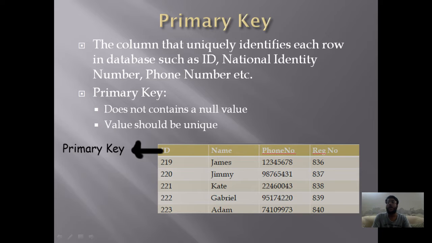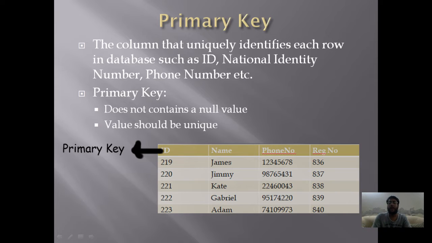Such as your ID, your national identity number, or your phone number, your email, the things that cannot be same for more than one people, right? It has to be unique for every person. It cannot be same. So I created a table as an example. Over here, as you can see, ID has been taken as the primary key.